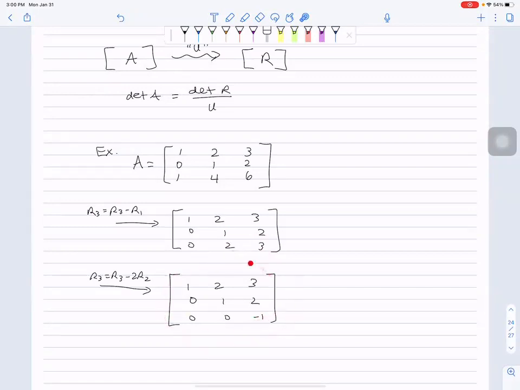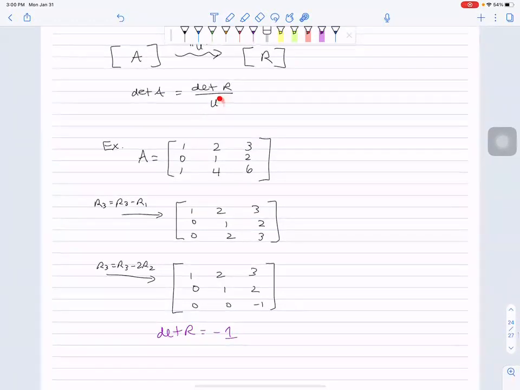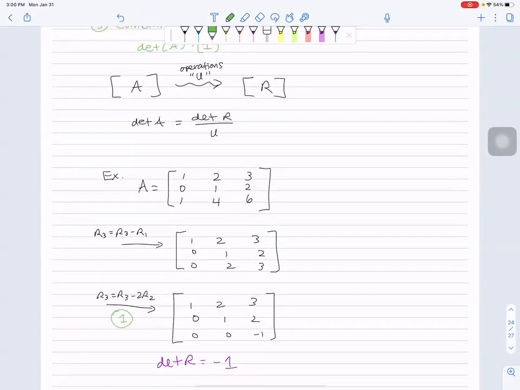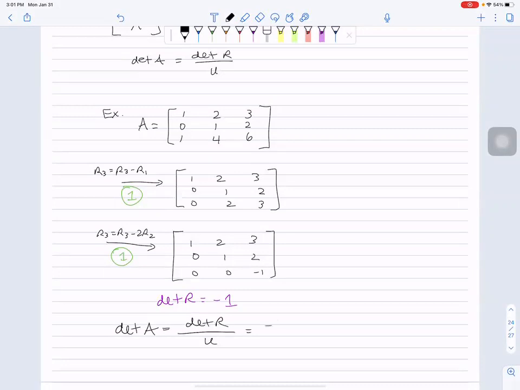Now we know what the determinant of this is, right? Does someone want to shout it out? Yes. So the determinant of R is -1. What were the row operations we did? Well, we did a combining thing, so multiply the determinant by 1, no change. We did another combining thing, so multiplied by 1, no change. So the determinant of our A, our original matrix, is -1 over 1, there are no changes, so it's still -1. Any questions on this?